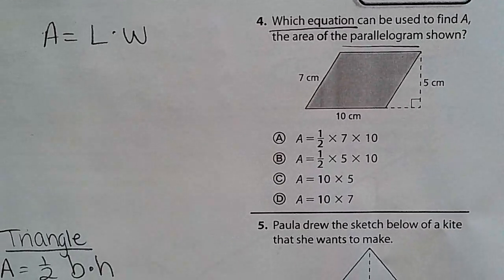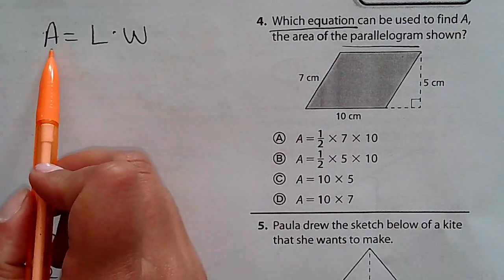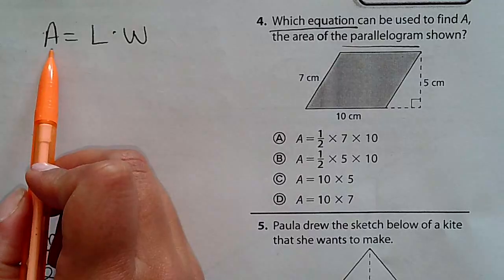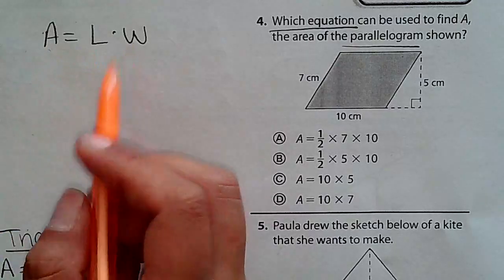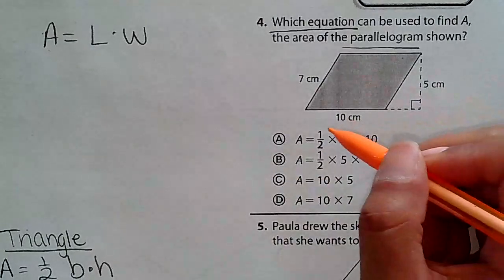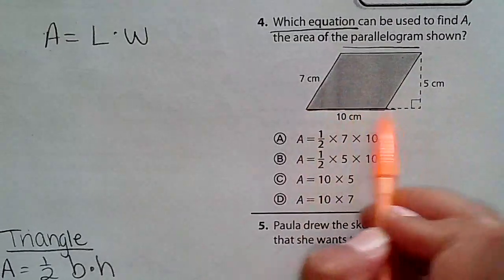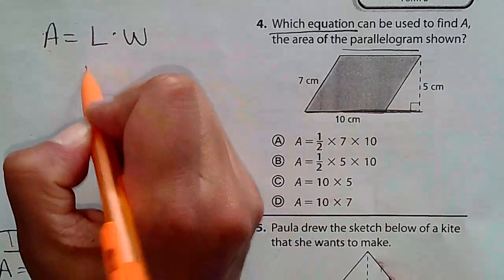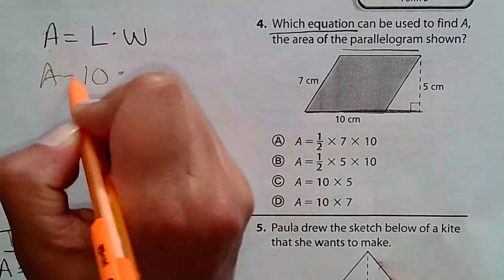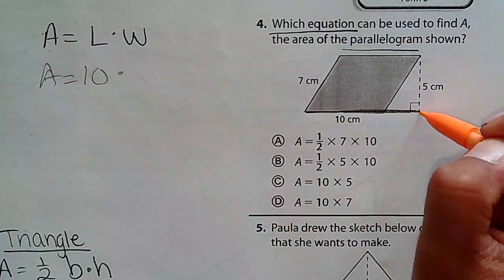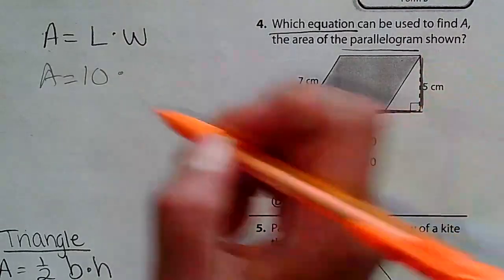Which equation can be used to find A, the area of the parallelogram shown? Well, you have to remember that to find the area of a parallelogram, a square, a rectangle, is length times width. So what is the length of this parallelogram? I'm going to go all the way over. So length is 10, and width is all the way up, 5.